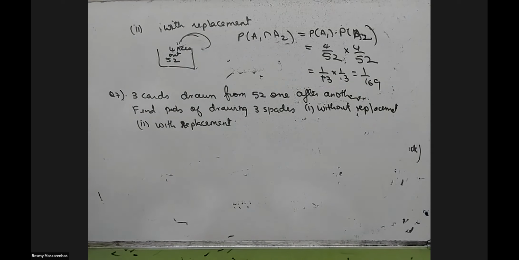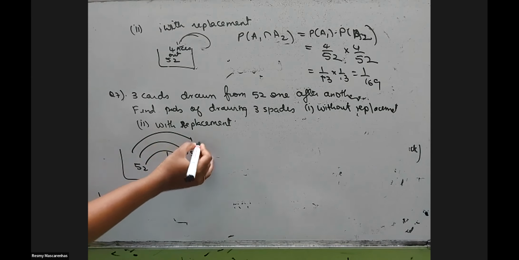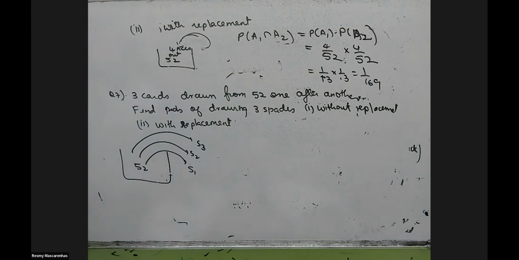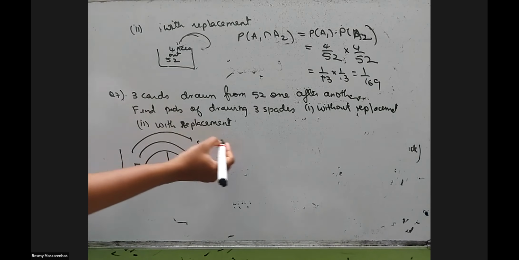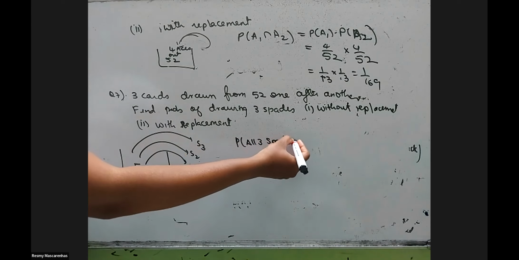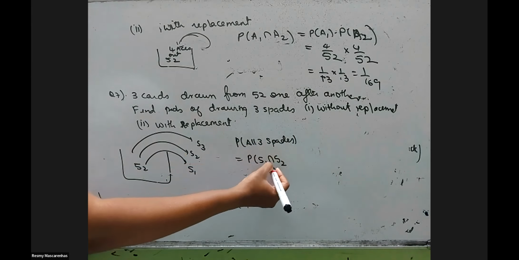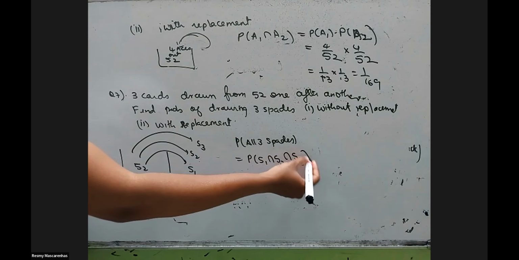Okay, now 52 cards are there, 3 cards are drawn one after another. So it should be spade 1, spade 2, spade 3, all 3. All the 3 cards should be spade. So we have to find the probability of spade 1, second card also, and third card also spade.